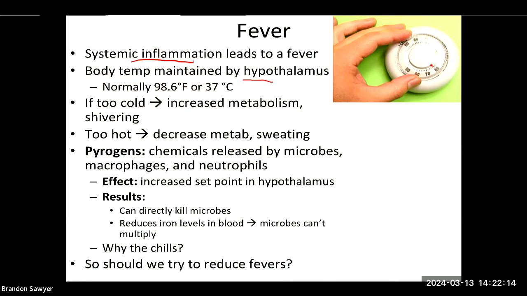You set it to a certain temperature. If it goes above that, the AC turns on. If it goes below that, the heater turns on, right? Same idea with our hypothalamus, okay?